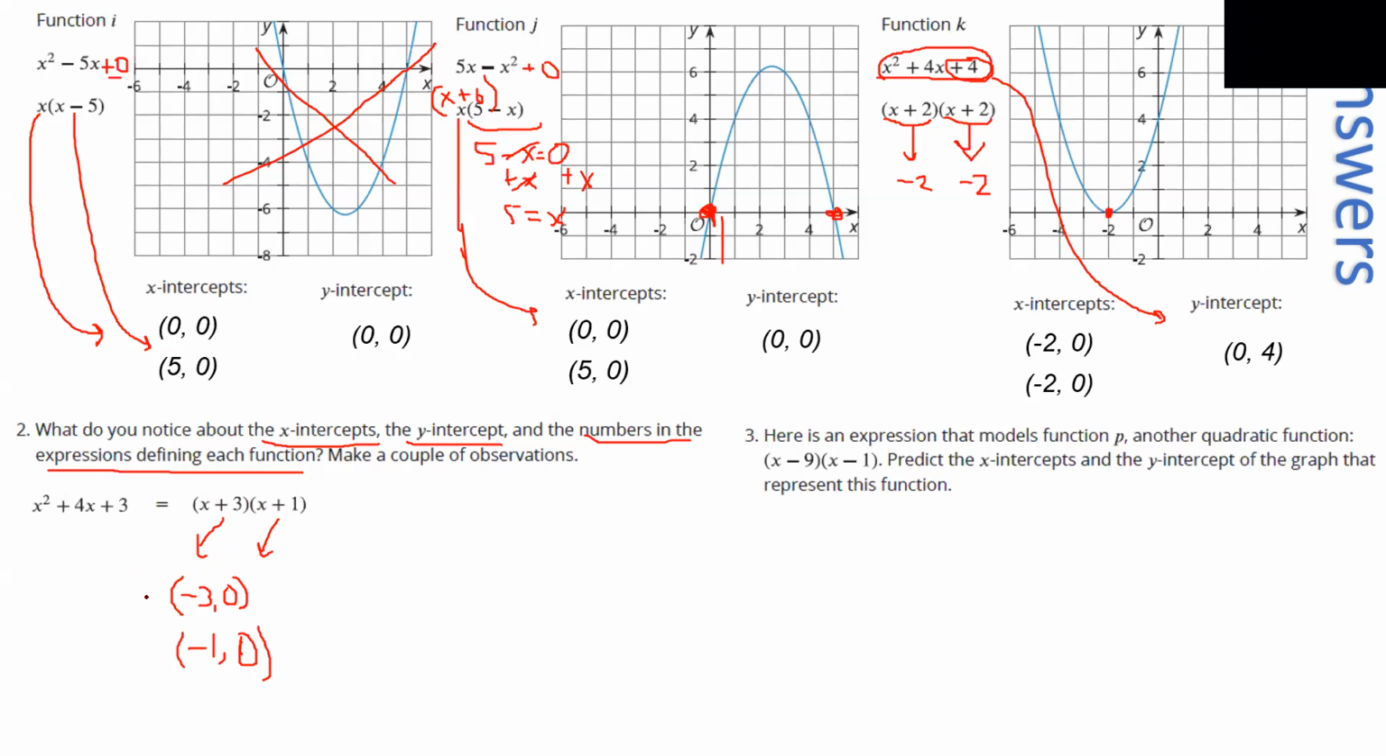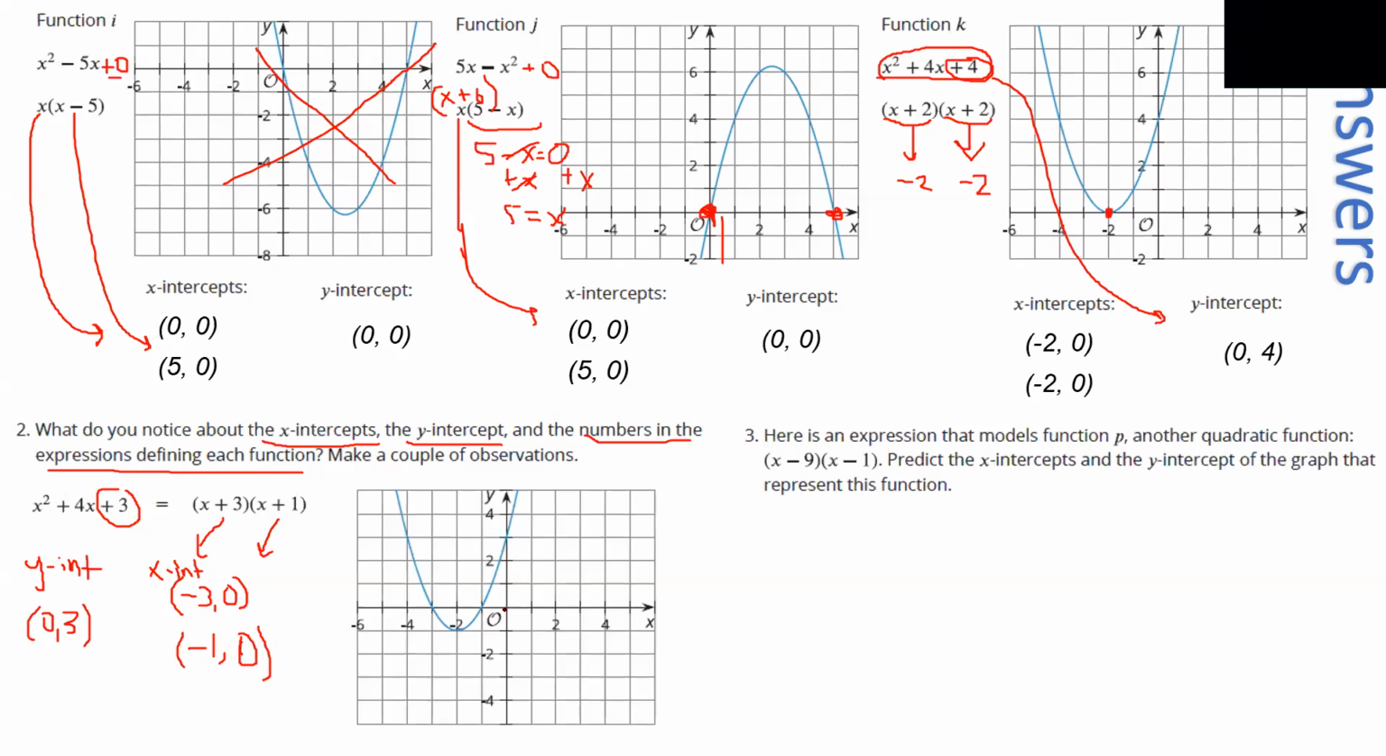These are your x-intercepts. To be able to find our y-intercept, we look at our standard form at the very last term, the constant term here. So we write that as 0, 3. And if I were to graph this, my graph would have an x-intercept at -3, 0, an x-intercept at -1, 0, a y-intercept at 0, 3, and then my graph going in the upward direction like this as a parabola.